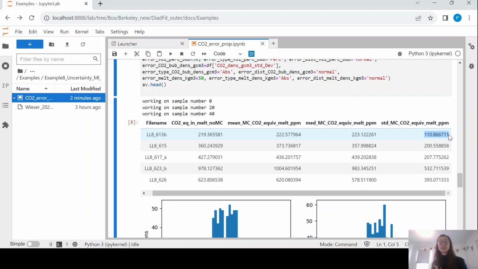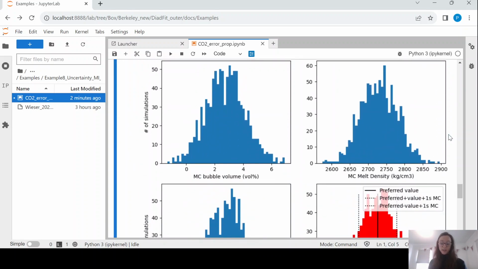You might want to propagate other sources of uncertainty like the CO2 in the SIMS as well, and you can do that using quadrature, or you could do your own Monte Carlo simulation for this.